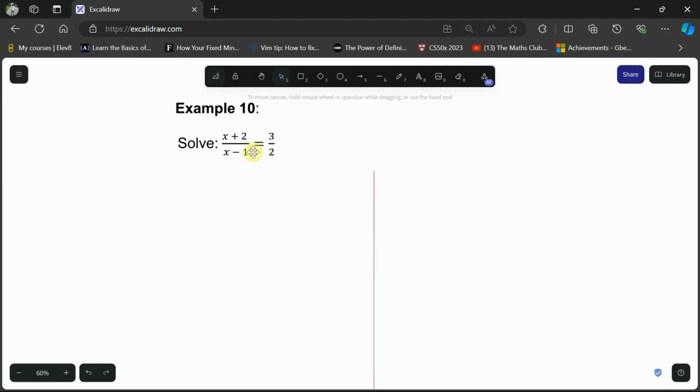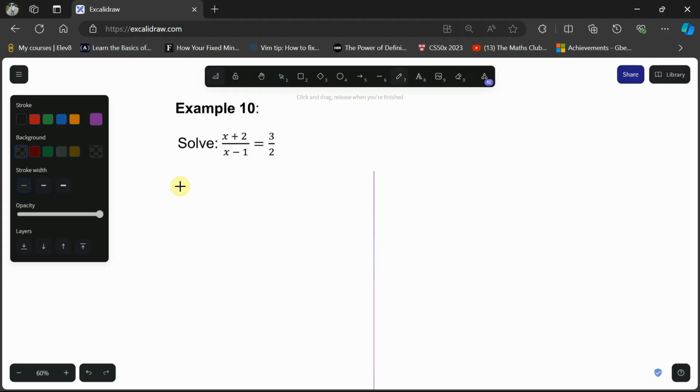So to solve this, we cross multiply, and by cross multiply we'll say x plus 2 would multiply this 2, is equal to 3 will multiply x minus 1. So x times 2 will give me 2x, plus 2 times 2 will give me 4, 3 times x will give me 3x, 3 times minus 1 will give me minus 3.